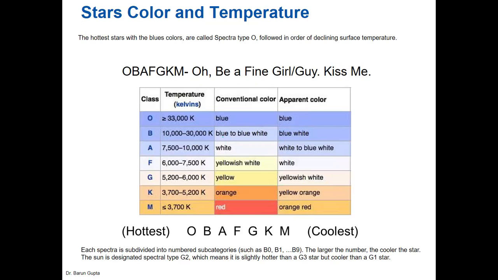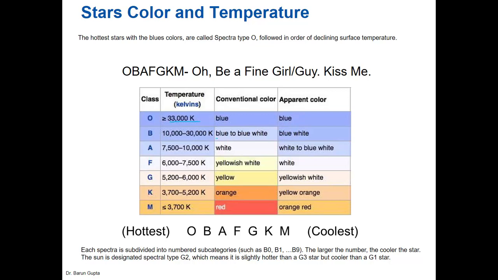And the color, it doesn't matter where you look at it, whether you look from the earth or from another star. The color does not change. The color is the same. It doesn't change with the distance. So if you see a blue color star, that means the temperature is about 33,000 Kelvin.